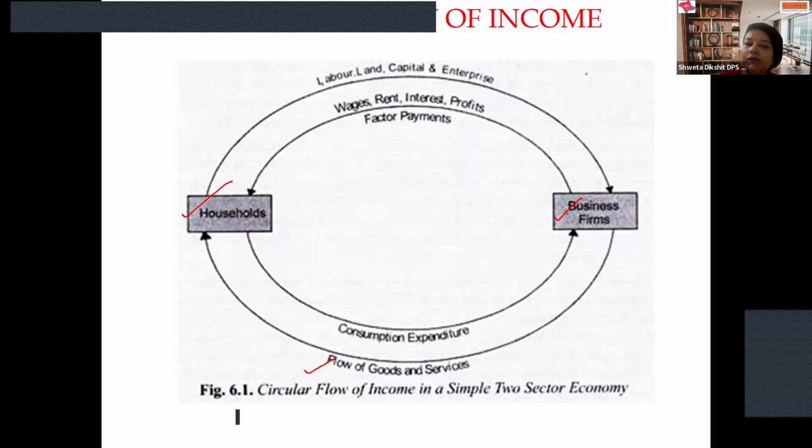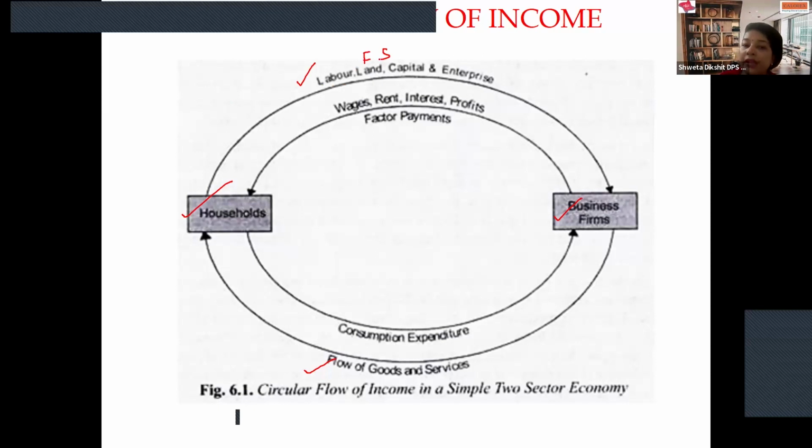What in return do we give them? We give them land, labor, capital, and enterprise. That means all the factor services are given to them by us. Yes, we are the factors. Like I'm one of the factors. I'm providing and rendering my service.